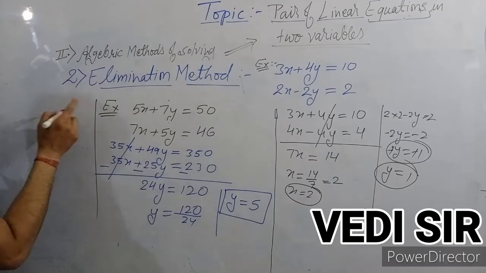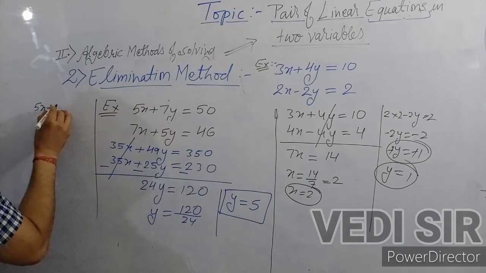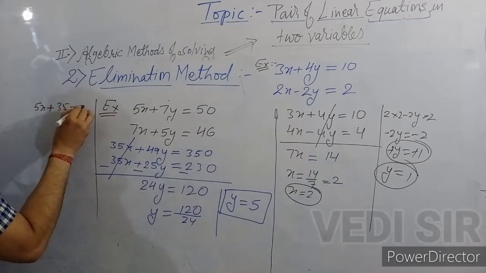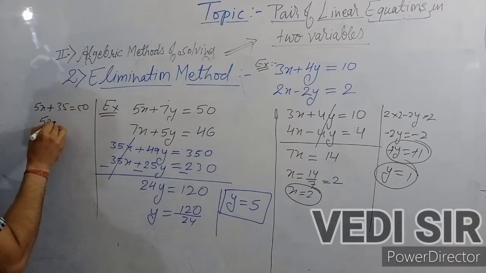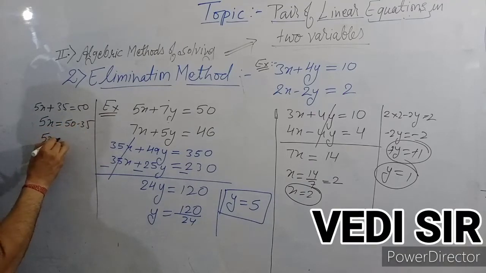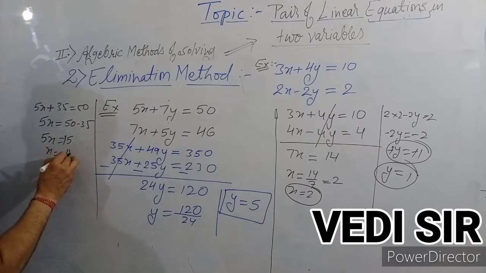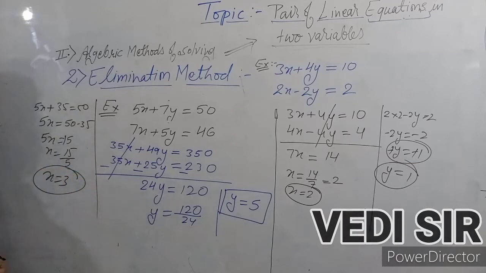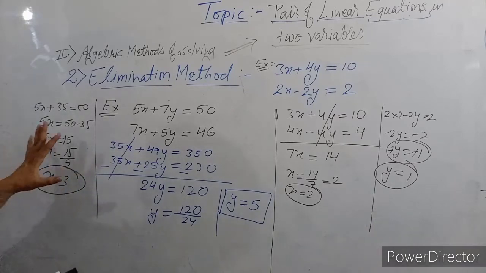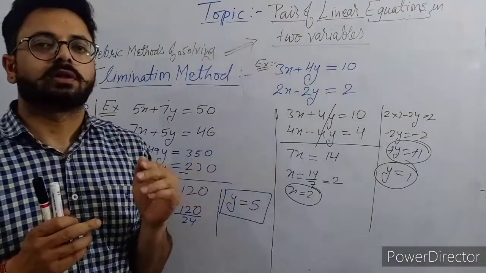First equation, the value of y: 5x plus y, where the value is 5, so 35 is equal to 50. 5x, transfer 35, 50 minus 35. Now 5x is equal to 15. X is equal to 15 divided by 5. X is coming 3.